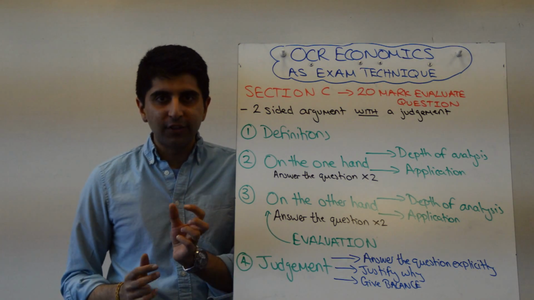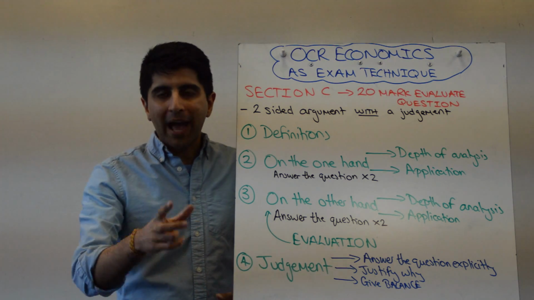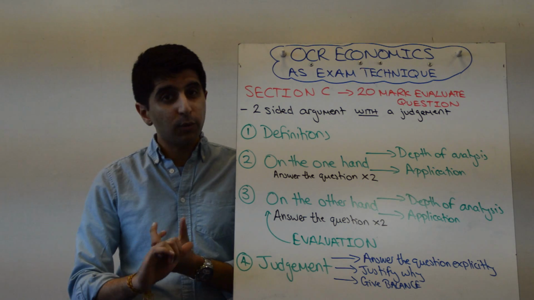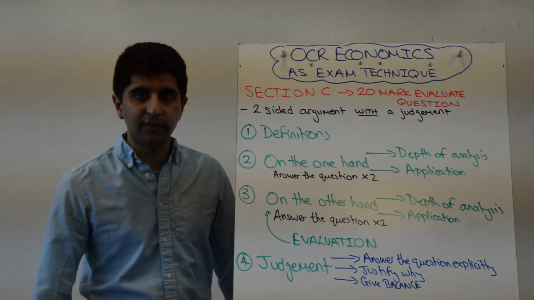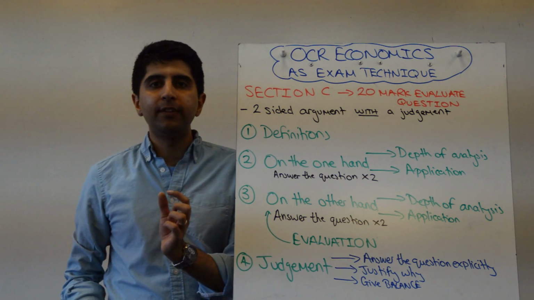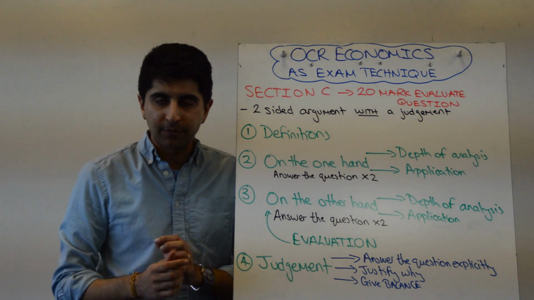You know that in section C of your micro and macro papers you have to choose one out of two of those 20-mark questions to do. A 20-mark question is worth a third of your AS examination paper. Very important question for that reason. It's an evaluate question, but now worth 20 marks, therefore different to the previous question, which was only worth 10 marks at the end of section B.